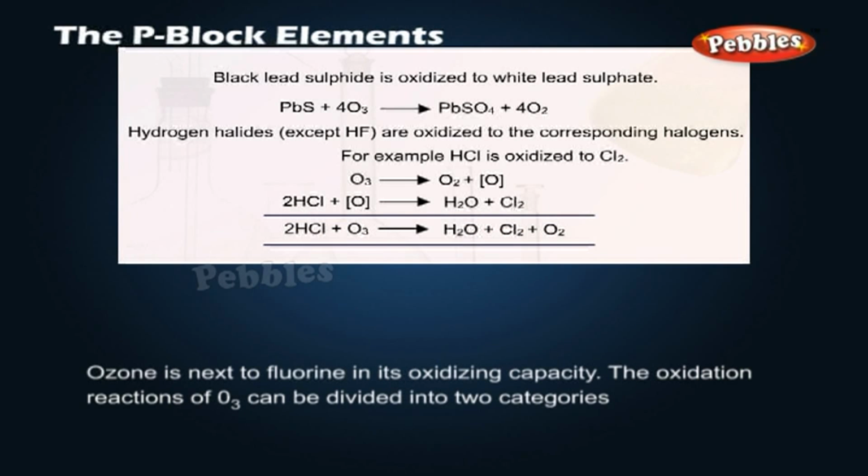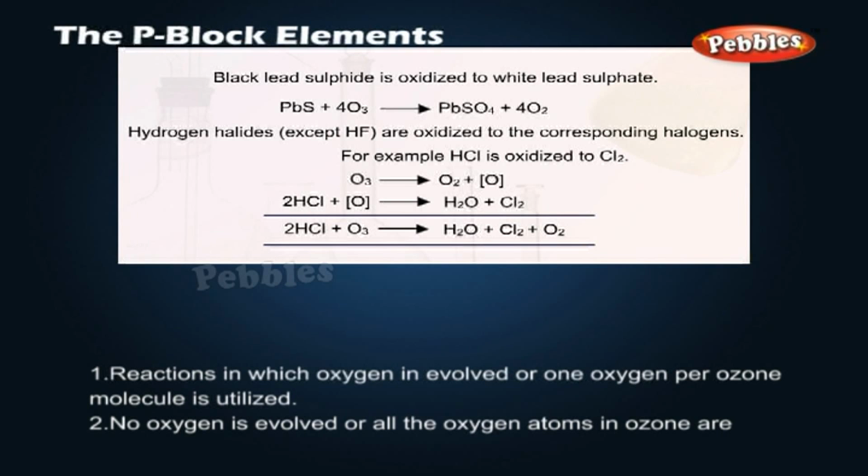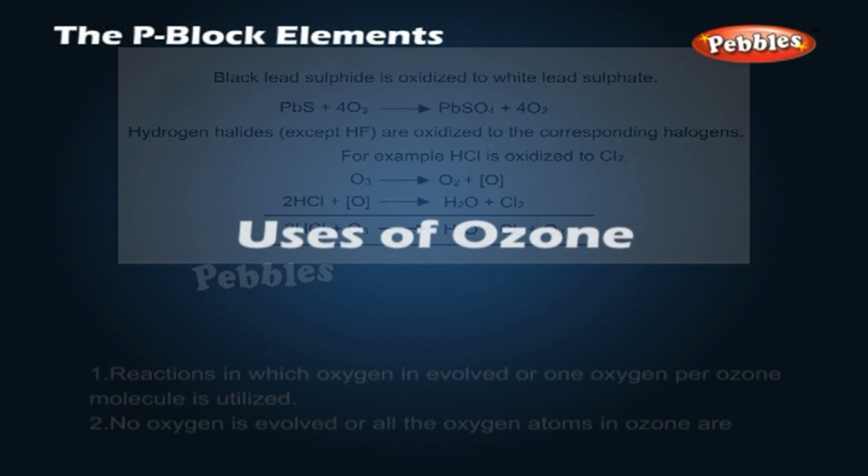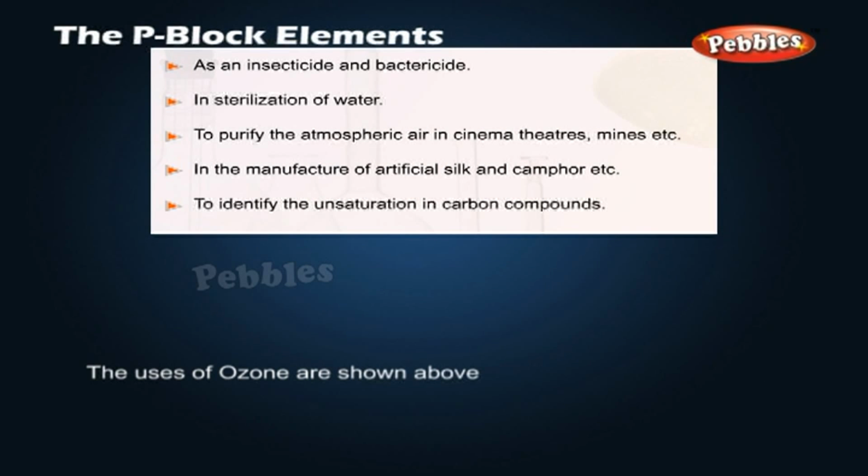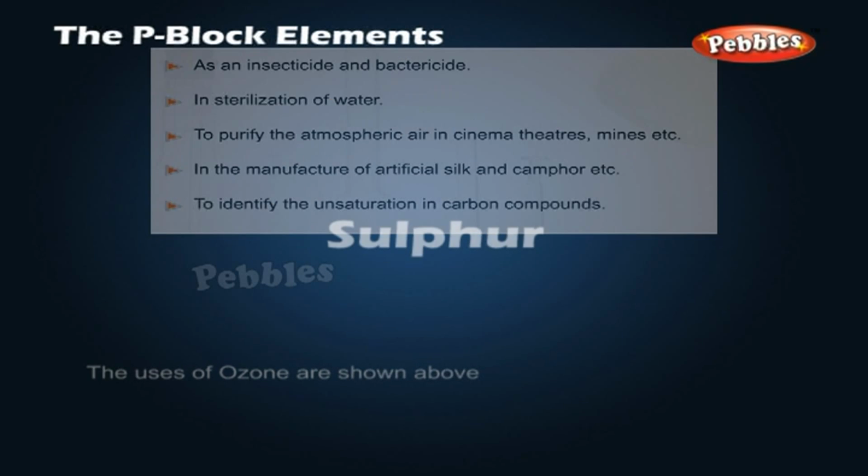Oxidation reactions. Ozone is next to fluorine in its oxidizing capacity. The oxidation reactions of O3 can be divided into two categories. 1. Reactions in which oxygen is evolved, or one oxygen per ozone molecule is utilized. 2. Reactions in which no oxygen is evolved, or all the oxygen atoms in ozone are consumed. Uses of ozone. The uses of ozone are shown above.